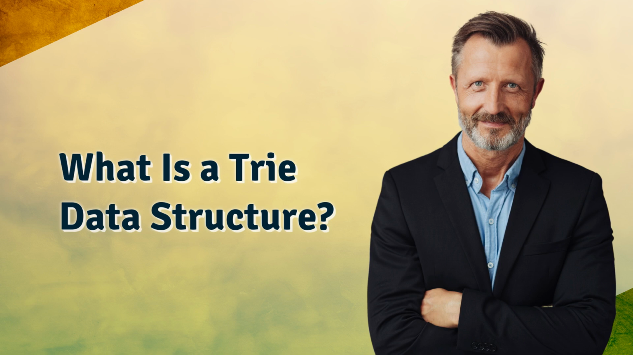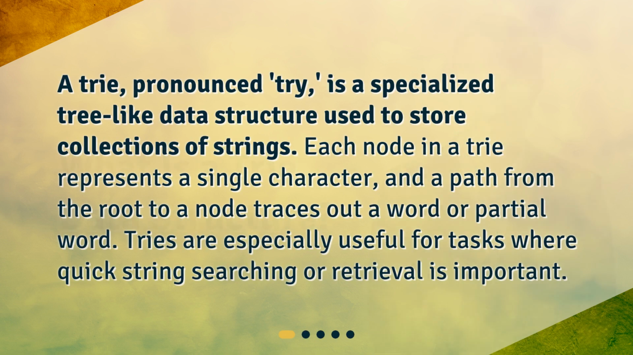What is a trie data structure? A trie, pronounced "try", is a specialized tree-like data structure used to store collections of strings. Each node in a trie represents a single character, and a path from the root to a node traces out a word or partial word. Tries are especially useful for tasks where quick string searching or retrieval is important.